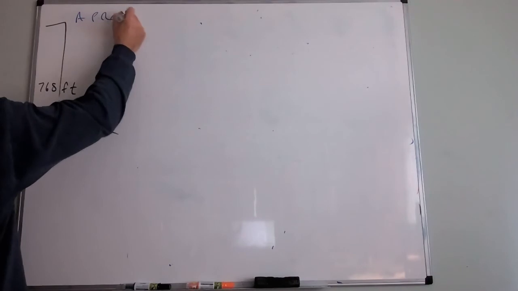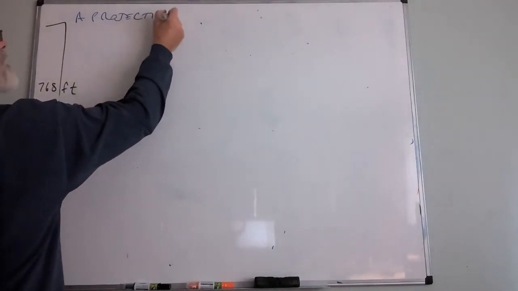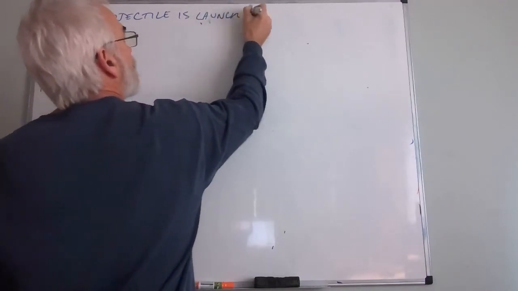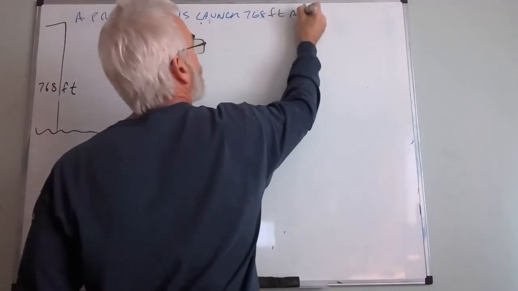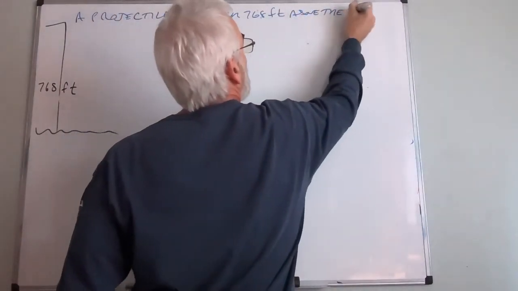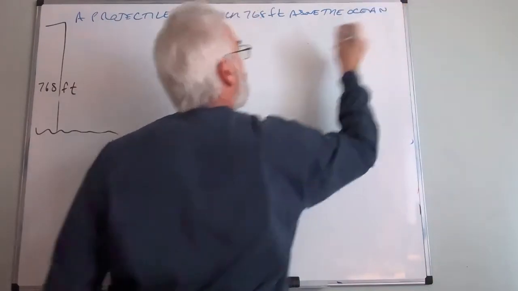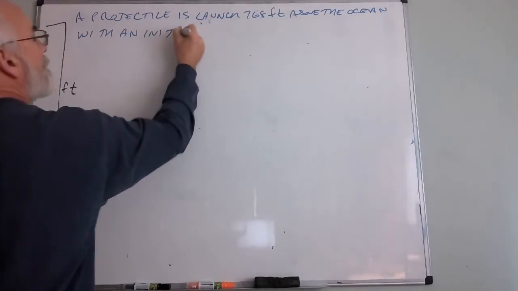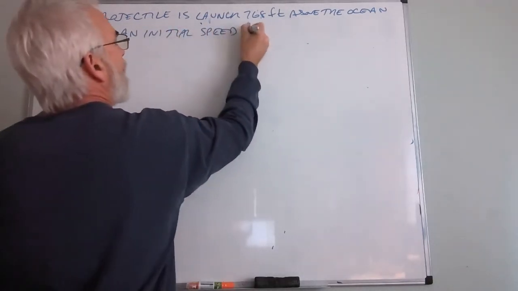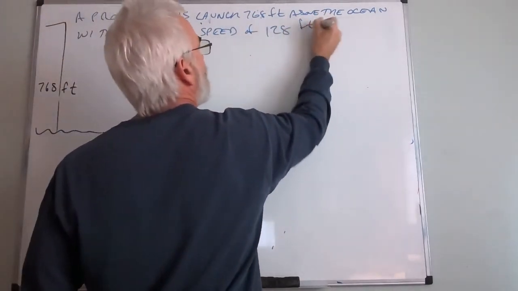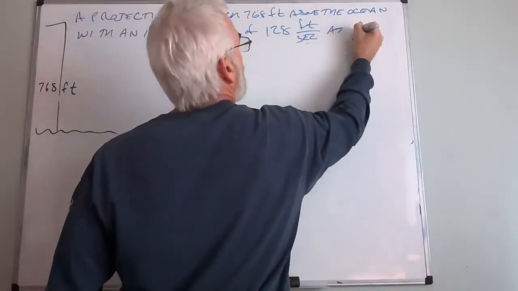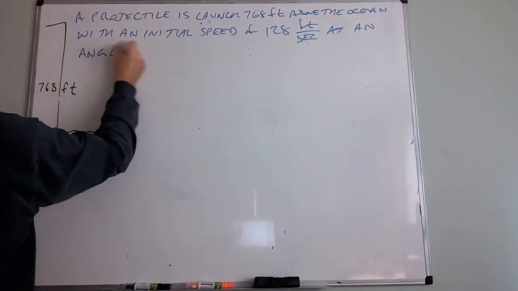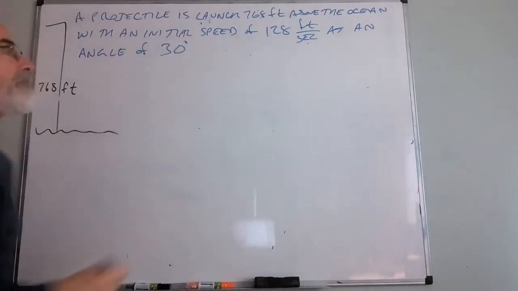A projectile, probably a rock. A projectile is launched 768 feet above the ocean, with an initial speed, let's say of 128 feet per second, at an angle of 30 degrees.